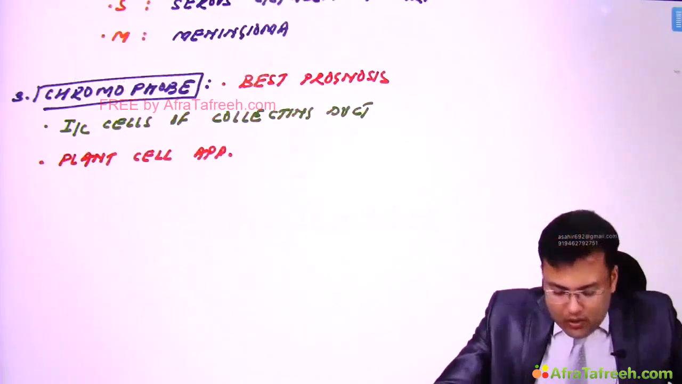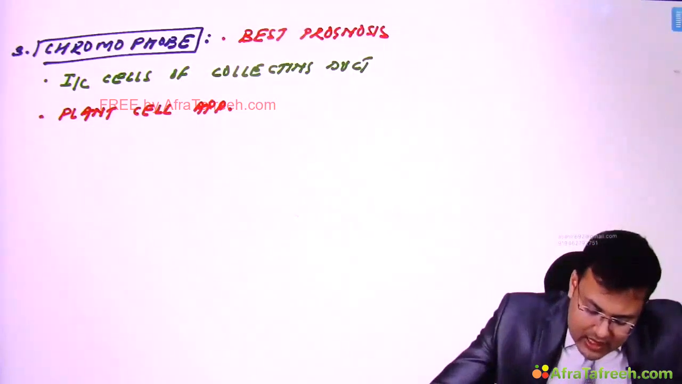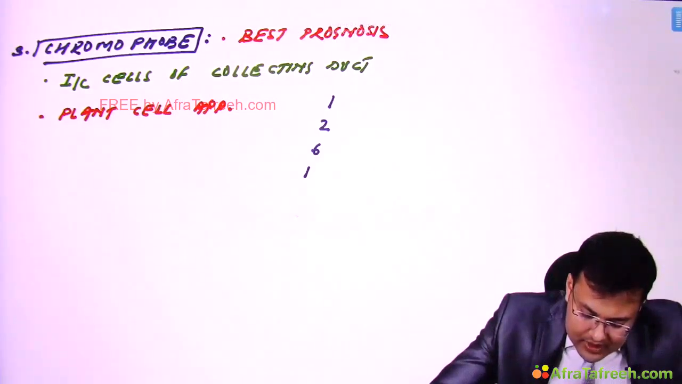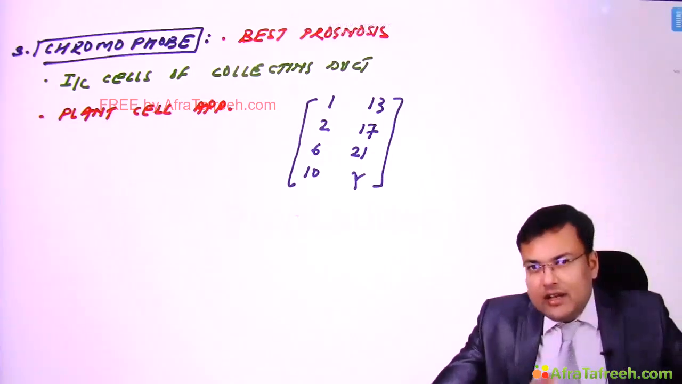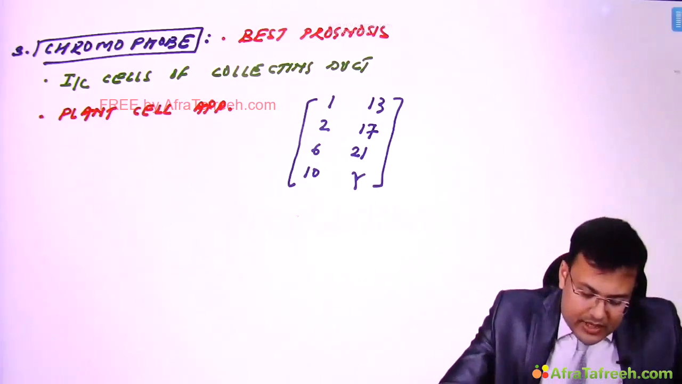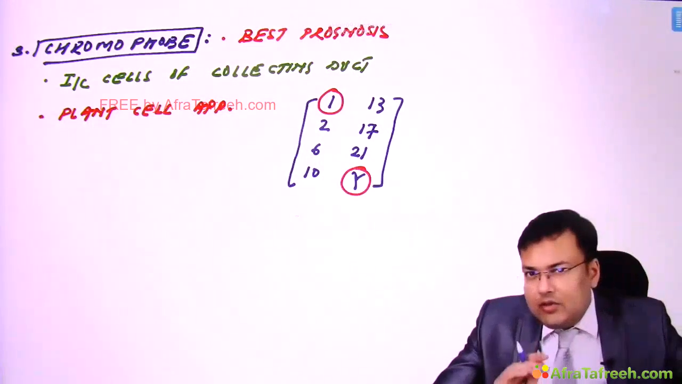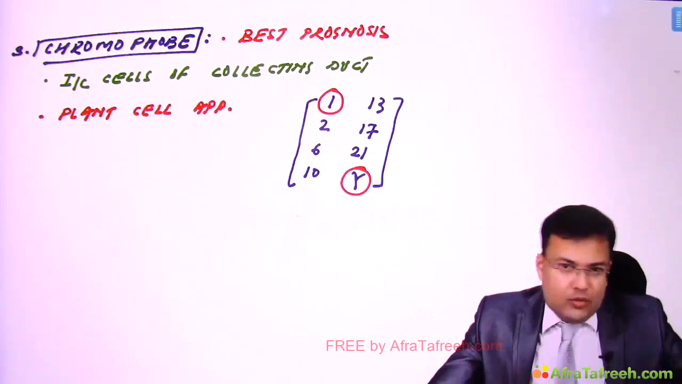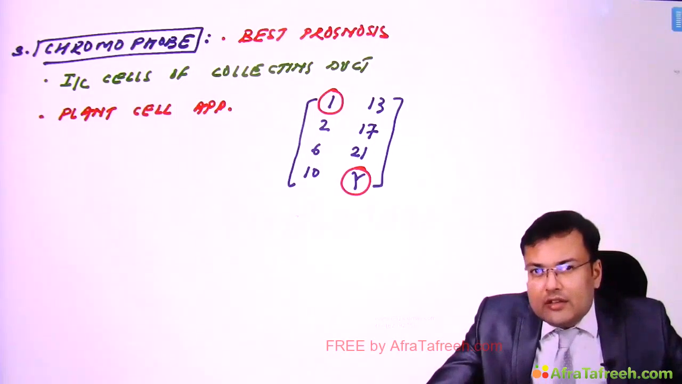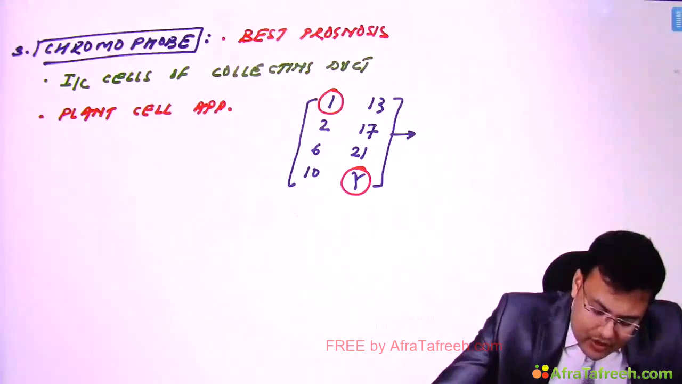Now, what are the chromosomes lost in chromophobe variant? The chromosomes which are lost are 1, 2, 6, 10, 13, 17, 21 and Y. In All India, one question was asked, and in that question only 2 chromosomes were mentioned out of this list: 1 and Y. So you have to remember at least these two. There is loss of multiple chromosomes.